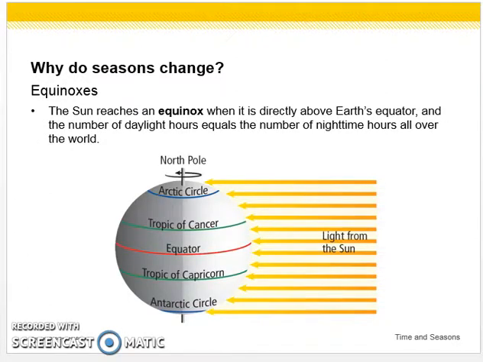The sun reaches an equinox when it is directly above Earth's equator, and the number of daylight hours equals the number of nighttime hours all over the world.